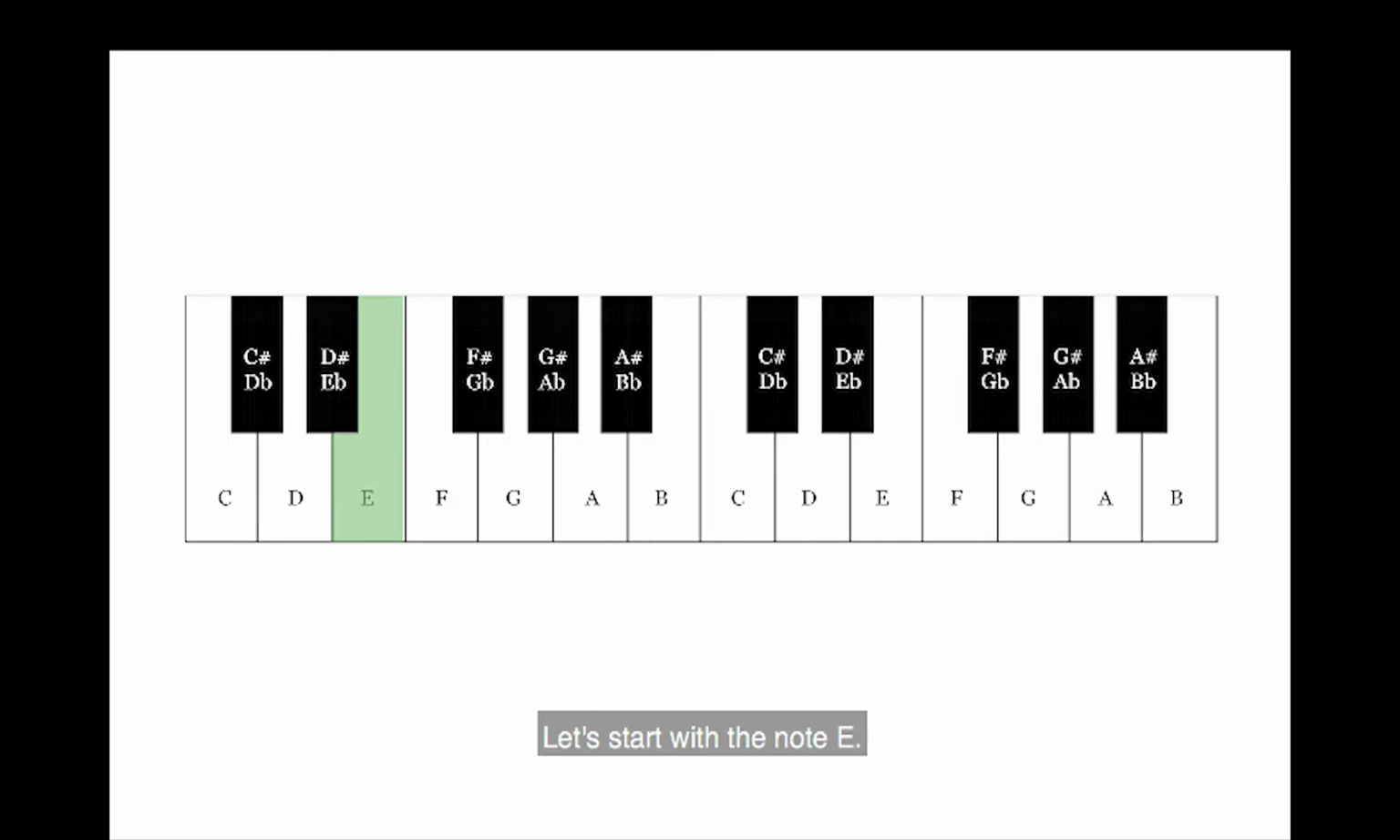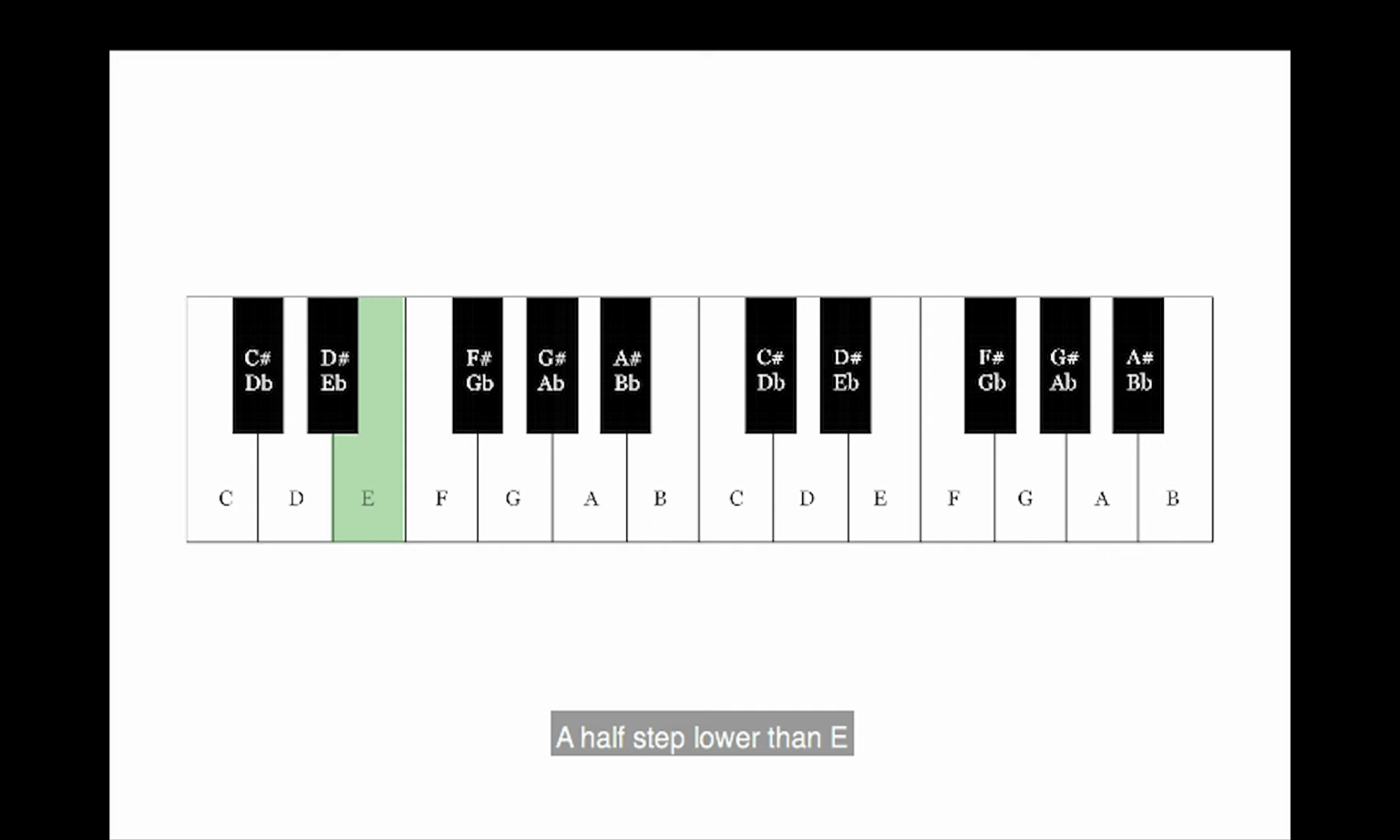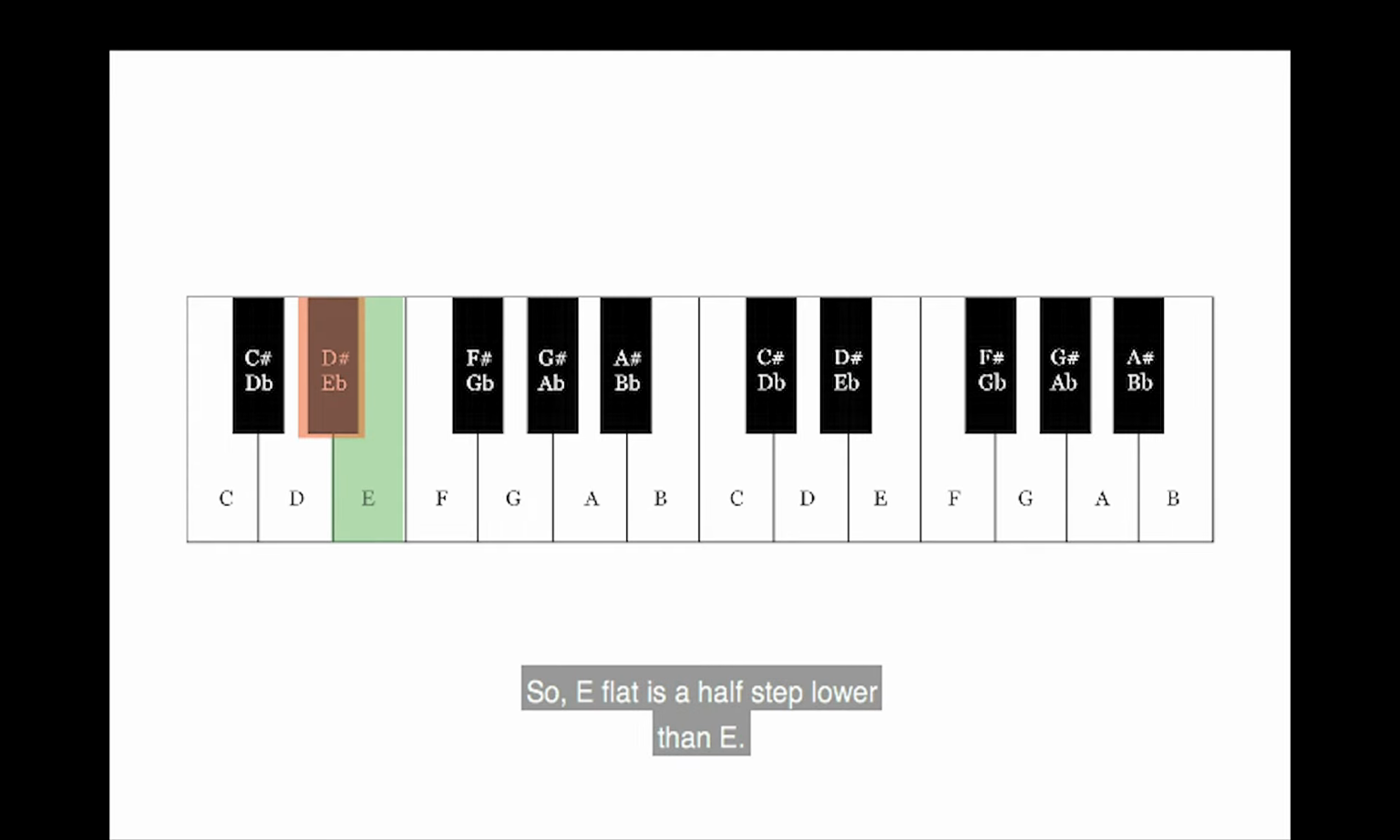Let's start with the note E. A half step higher than E is the next note closest to E that is to the right. So F is going to be a half step higher than E. A half step lower than E is the next note closest to E that is to the left. So E flat is a half step lower than E.